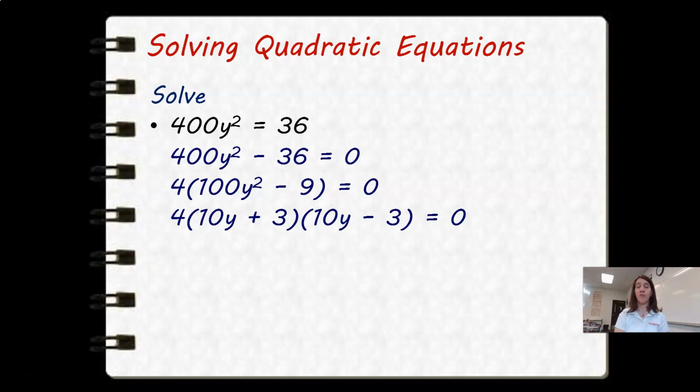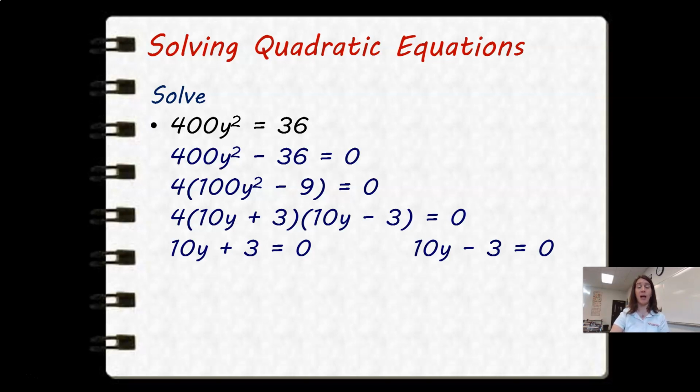Well, if you look at the first factor that we have, 4, can 4 equal 0? It can't. So I'm not going to use that as I'm coming up with my final answer. I'm just going to use the 2 parentheses. I'm going to say my 2 equations would be 10y plus 3. That could be where my 0 is sitting. Or the second equation, 10y minus 3, could be equal to 0.